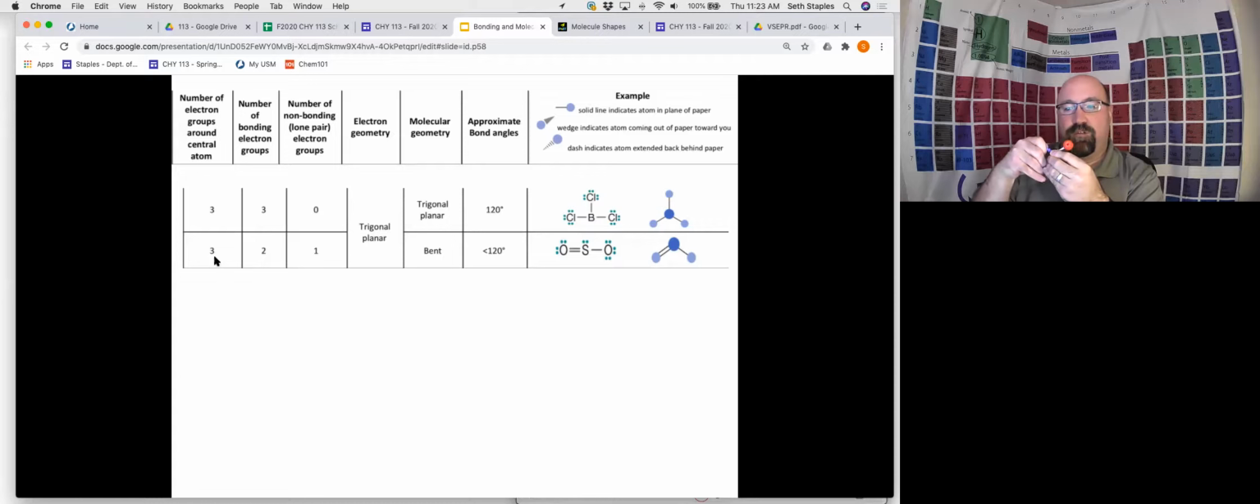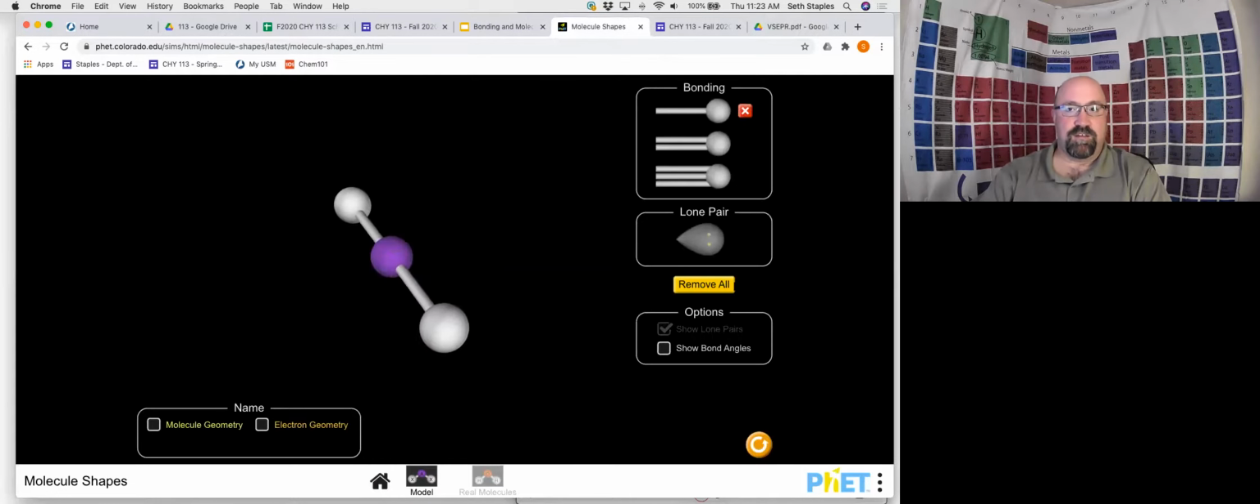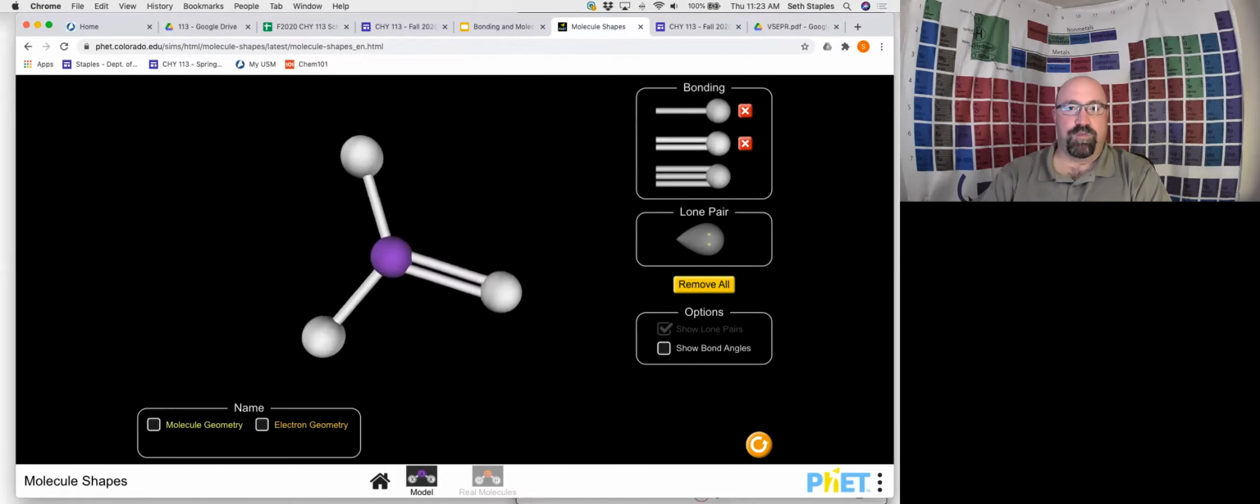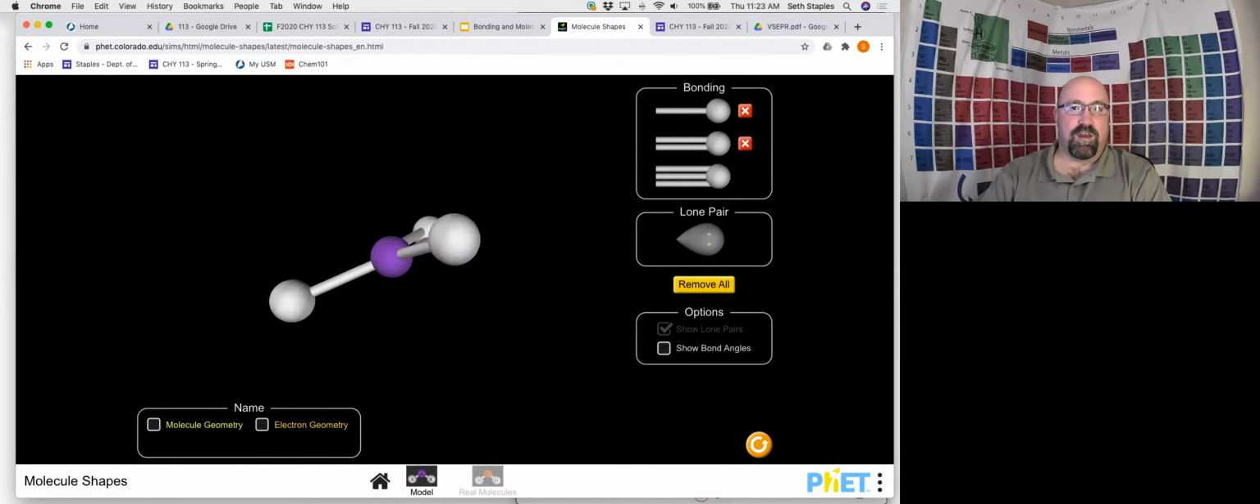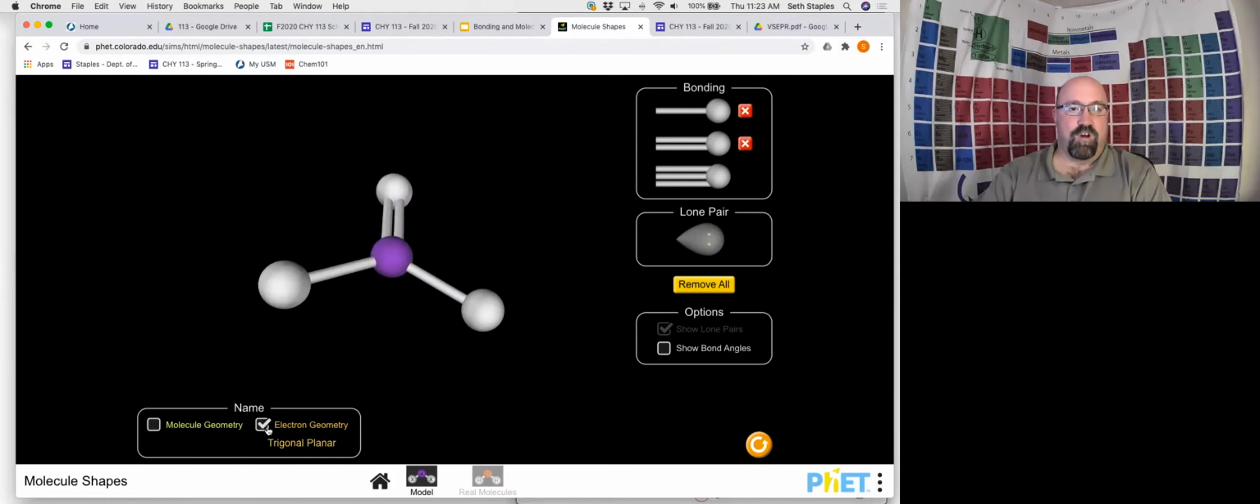Let's just see what each of those look like within the program too, so you can just get another idea of it. Let's just go ahead and reset. We'll reset this completely. So we're going to go with 1, 2, 3. So again, here we can see all in the same plane, spin it around a little bit, play with it. And so our electron domain geometry is trigonal planar. Our molecular geometry is also trigonal planar.